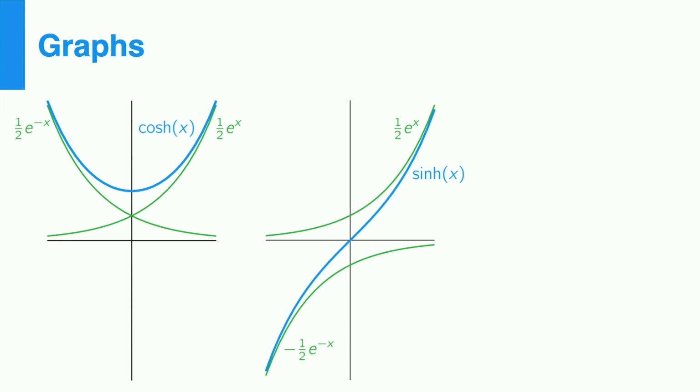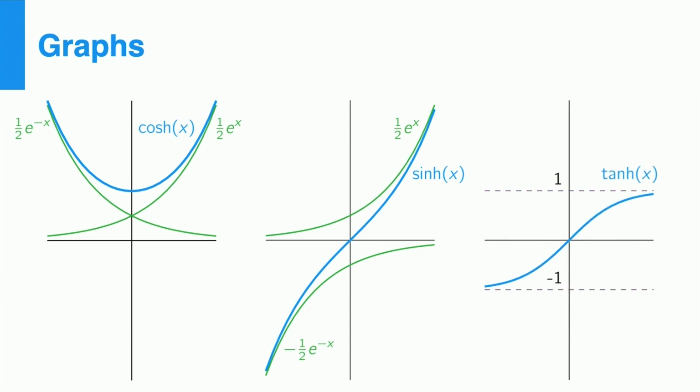Last but not least, let's take a look at the graph of the hyperbolic tangent. We see the graph of the hyperbolic tangent has two horizontal asymptotes, y equals -1 and y equals 1. Like the hyperbolic sine, it has a point of inflection in the origin. Note that of these three functions, only the hyperbolic cosine has an extreme value.